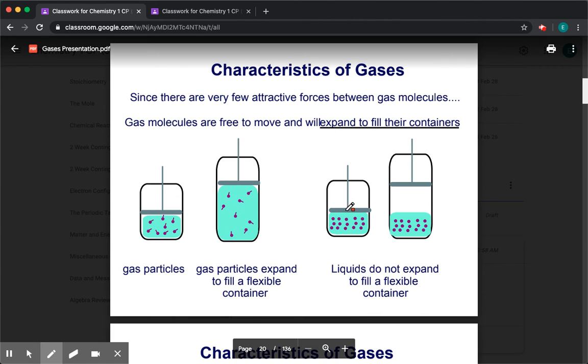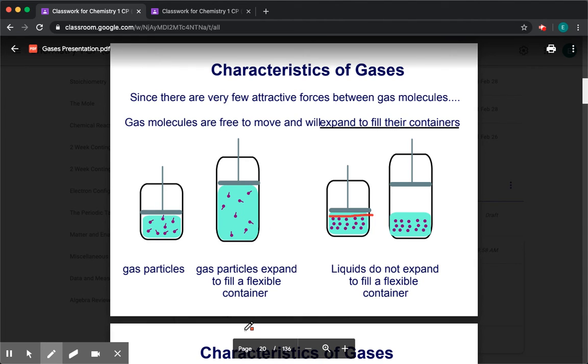If you had a liquid, there is no expanding of a liquid. If this is water, the water is filled up to here, and then you lift it up so that there's more room. The water isn't going to magically rise, but it will in gases. You lift up the pin, the gases are going to expand because they're always moving around.